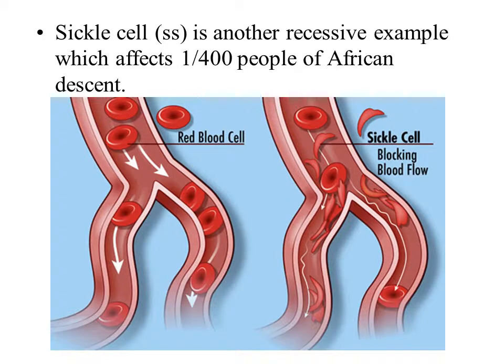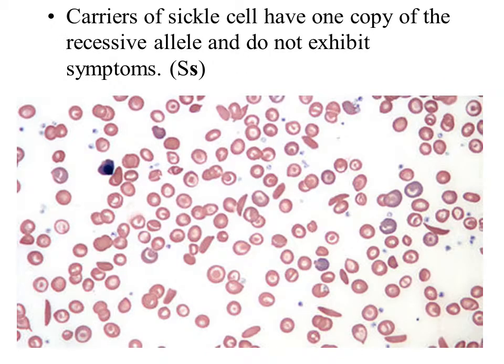The third genetic recessive disorder is sickle cell disease. If you express this disease, you will be little s, little s. This will affect 1 out of 400 people of African descent. Carriers of sickle cell disease have one copy of the recessive allele, and they will not typically exhibit the symptoms. That individual's genotype would be big S, little s.